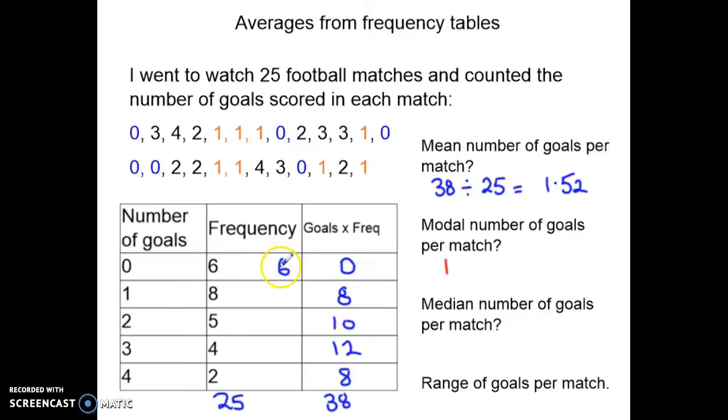So here are the first 6 values. These next 8 take my running total up to 14, add in the next 5, 19. This 4 takes us to 23. And the last 2 takes us to 25. If you've done this correctly, this last entry here should match your total of your frequency.